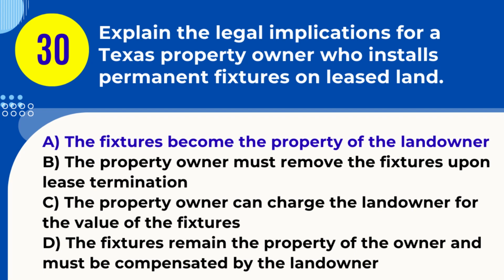Explanation. In Texas, when permanent fixtures are installed on leased land, they typically become part of the land and thus the property of the landowner, unless otherwise specified in the lease agreement.